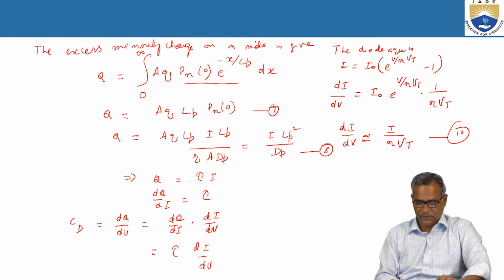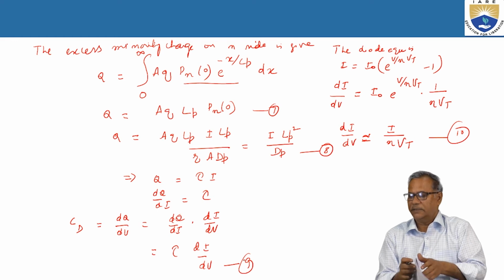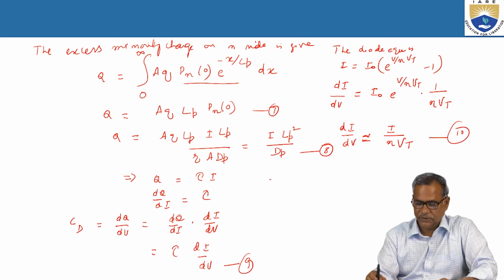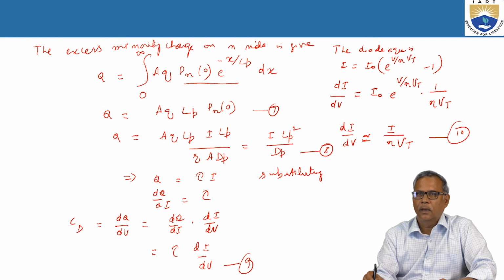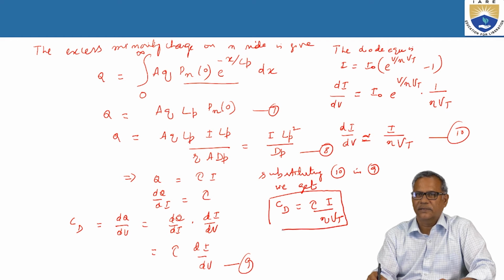Now let us substitute equation 10 into equation 9. Substituting 10 in 9, we get CD is equal to tau I by eta Vt. So this is the equation for the diffusion capacitance.